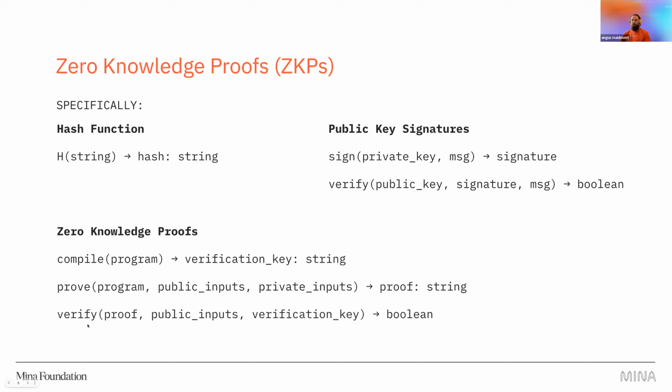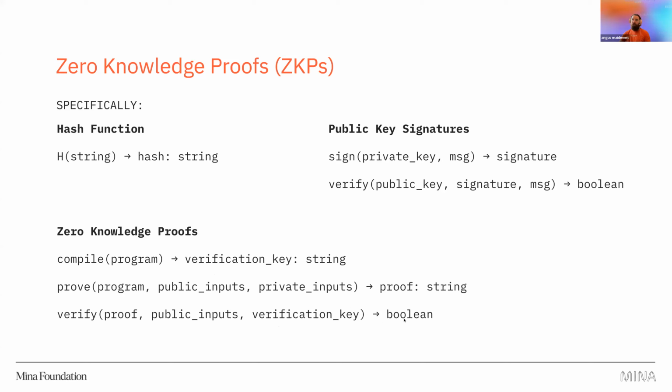So what you can then do is run the verification step, which is you take the proof that the user generated when they ran your code. They take the public inputs, but not the private inputs. And they take this verification key that you generated initially when you made your ZK app. And that gives you a yes or a no. This proof is either valid or it isn't.